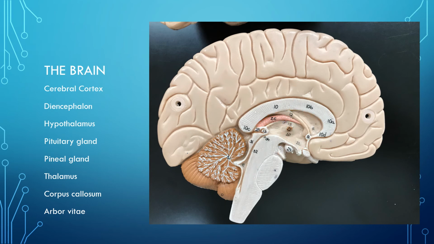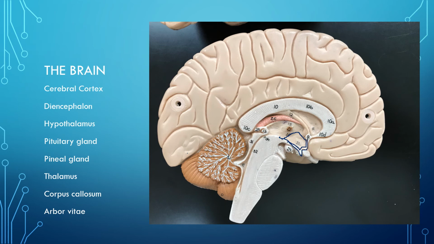In addition to the thalamus, you need to know the hypothalamus. So the hypothalamus is this area right here. It's roughly triangle shaped. To me, it looks a little bit like a funnel. Okay, but it's this area right in here.